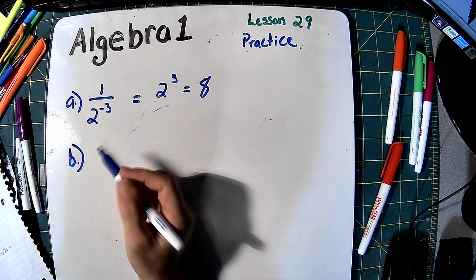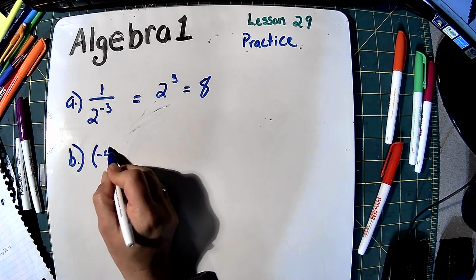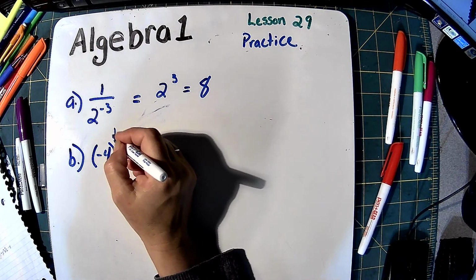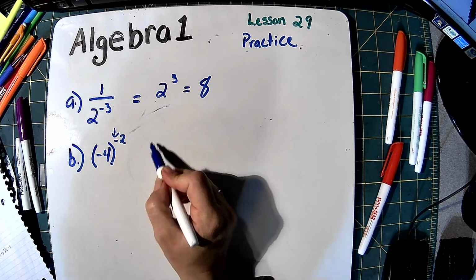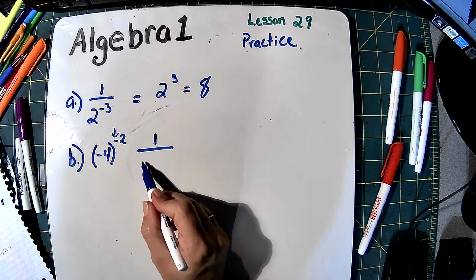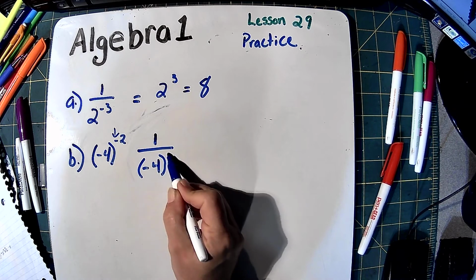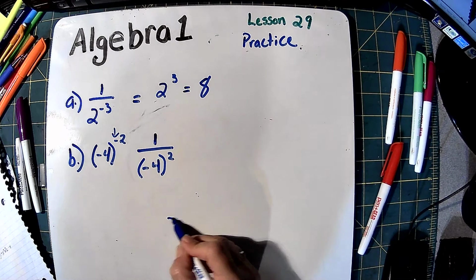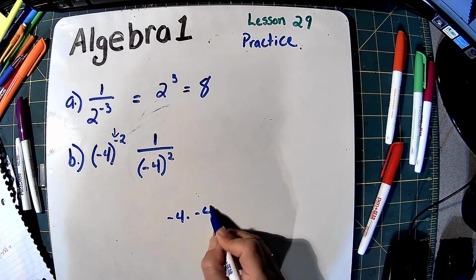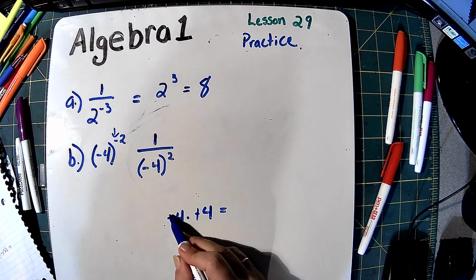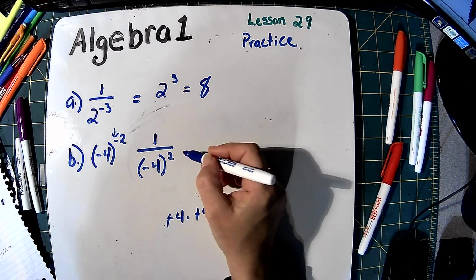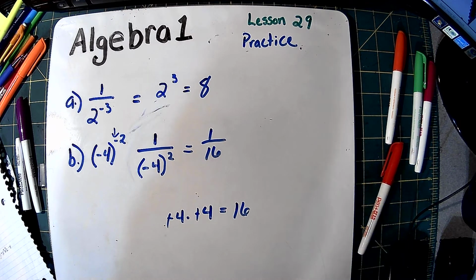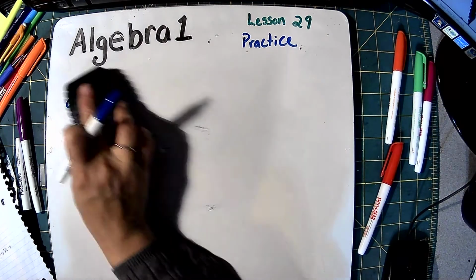B, negative 4 to the negative 2. Okay, so to get rid of this negative, that's the first thing we have to do. We're going to move that to the bottom of the fraction. So we're going to do 1 over negative 4 squared. Alright, we can't cover that up. So we have to include that. That means negative 4 times negative 4, which would be negative times a negative is a positive 16. So this equals 1 over 16. Okay, that was B.